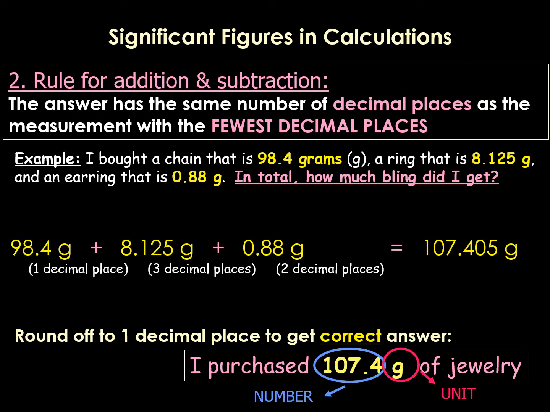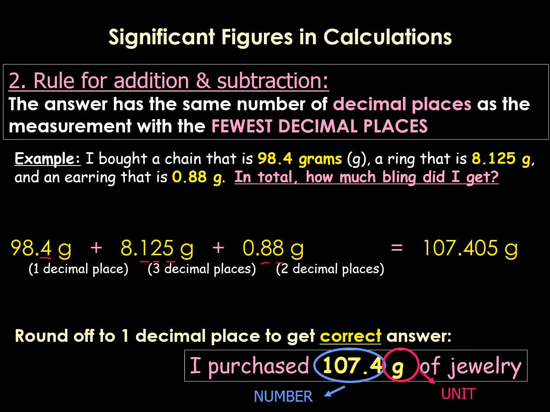It's a little bit different for adding and subtracting. The rule is that the answer should have the least amount of decimal places, not least amount of significant figures, but least amount of decimal places. So in this example here, we have 98.4, which is 1 decimal place. The following number, 8.125, has 3 decimal places. And the following number has 2 decimal places.